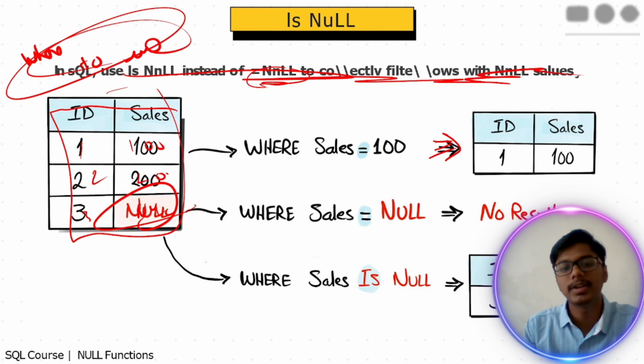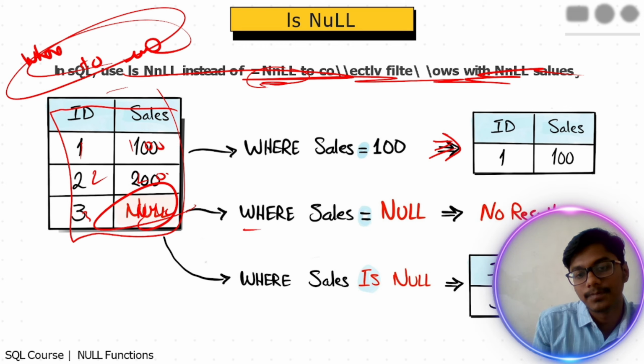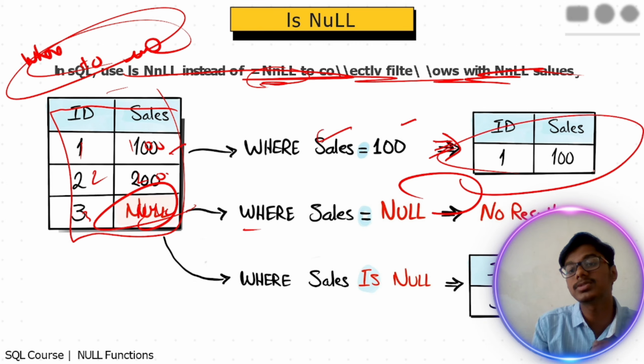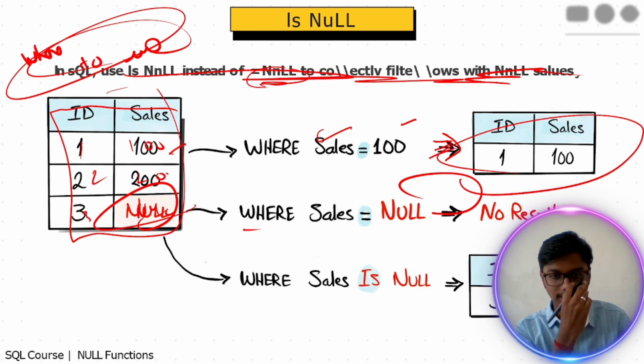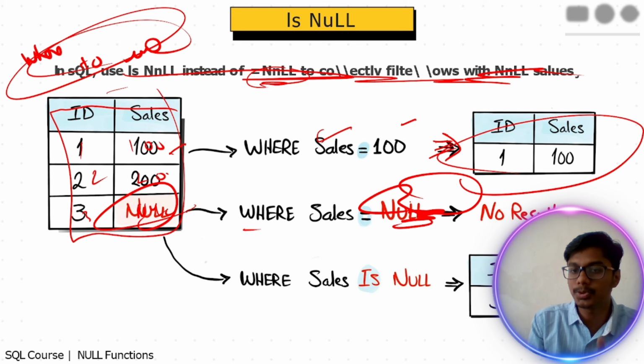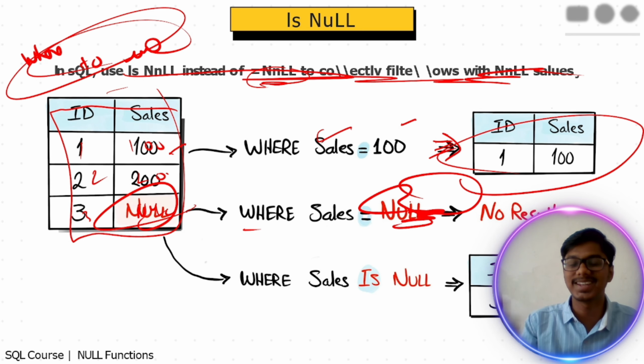Now when you use where sales equal to null, you want to find the null, since null is also a value. When you put sales equal to 100, you get the row for ID 1 with sales 100. But when you put where sales equal to null, there is no result. It may show an error or warning in the output box.